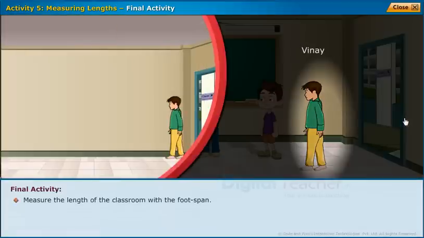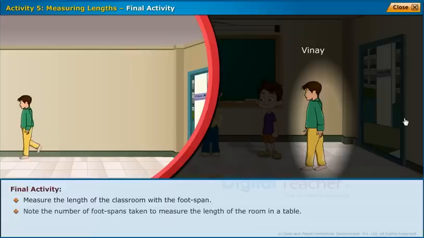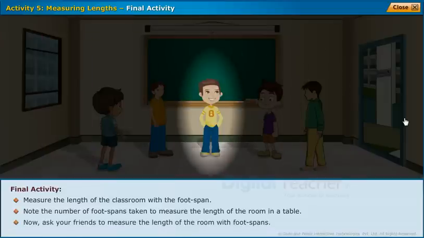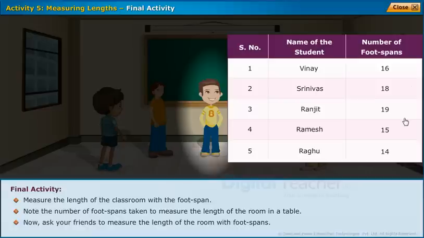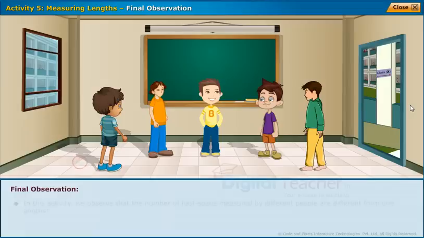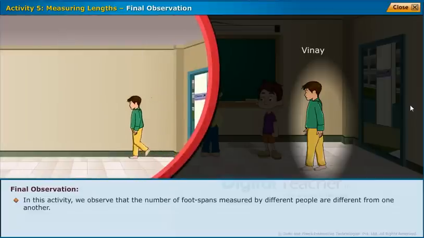Measure the length of the classroom with the foot span. Note the number of foot spans taken to measure the length of the room in a table. Now, ask your friends to measure the length of the room with foot spans. In this activity, we observe that the number of foot spans measured by different people are different from one another.